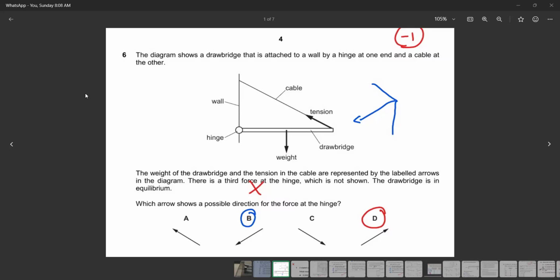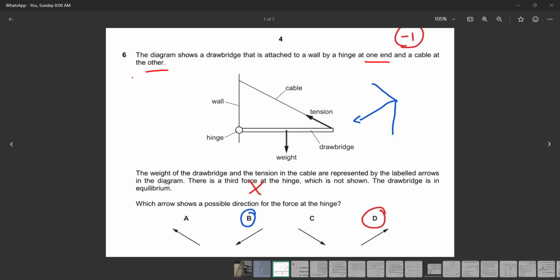The next question is related to the turning effect, moment, and equilibrium topic. The diagram shows a drawbridge that is attached to a wall by a hinge at one end and the cable at the other end. The weight of the drawbridge and the tension in the cable are represented by labeled arrows in the diagram. And there's a third force at the hinge which is not shown.